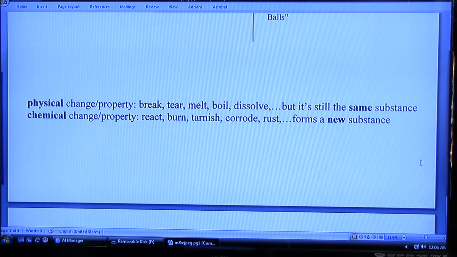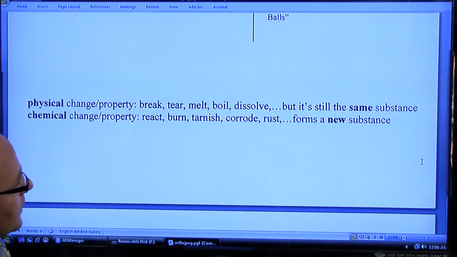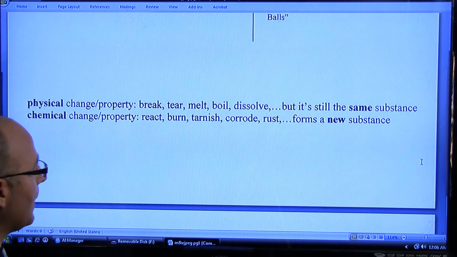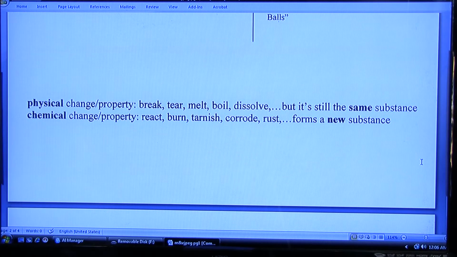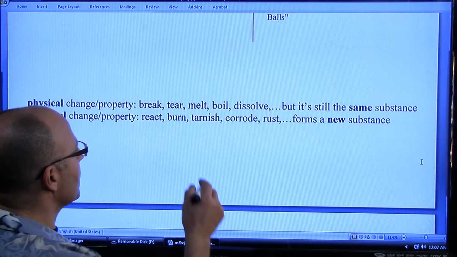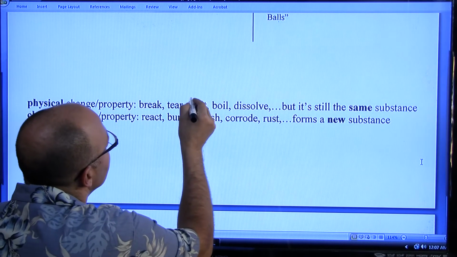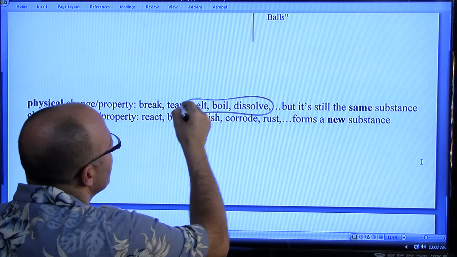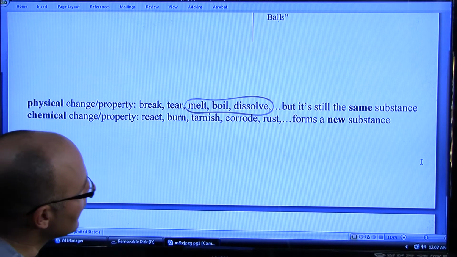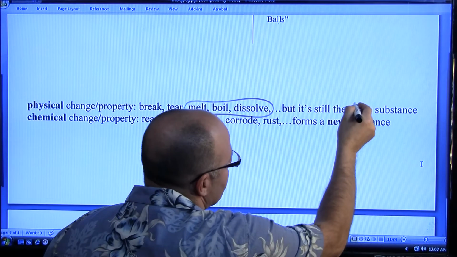Some key words you want to know for physical changes and properties. Break, tear. When you break something, when you tear something, it's still the same substance even though you've changed its shape, its form, and that's what makes this a physical change. Other key words, when you melt or boil or dissolve things, these are all examples of physical changes or physical properties tested. The key is that it's still the same substance.